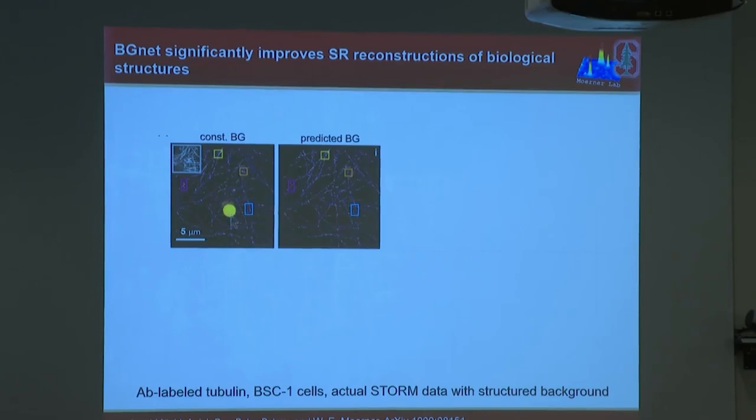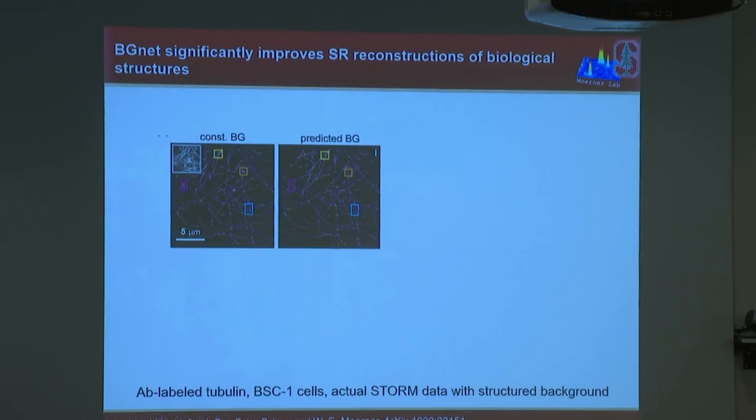And this one is taking the data of the single molecules and just using the most common method of removing background, constant background. Just assume it's constant, and I'll subtract a constant. So I fit with a PSF plus a constant. And that's what you get from that method. The new method here is using the BGNet to subtract the predicted background.